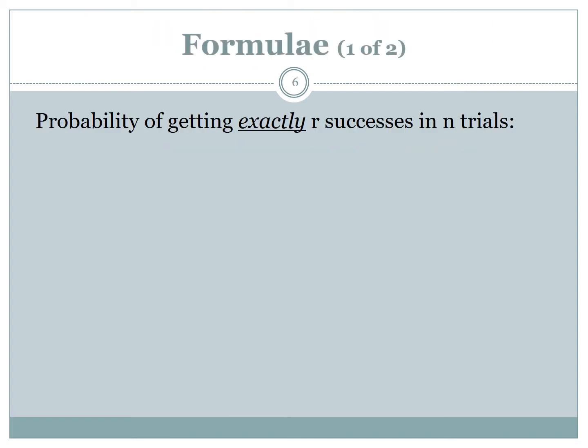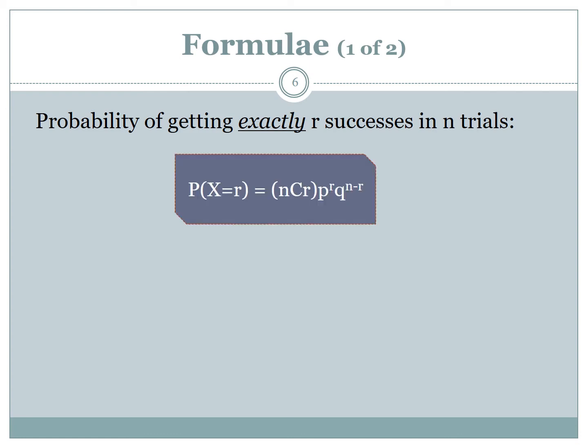Moving on. So the probability of getting exactly r successes in n trials is nCr, and if you recall, nCr means the number of ways you can arrange r things from n. So 5C3 would be the number of ways you can arrange 3 things from 5. And then p to the r times q to the n minus r.